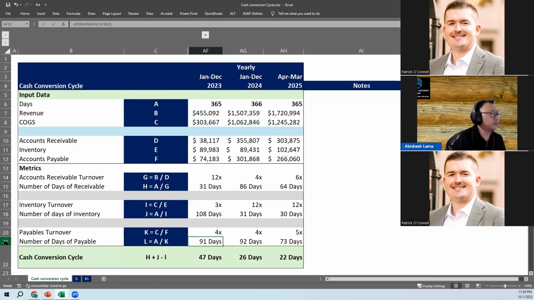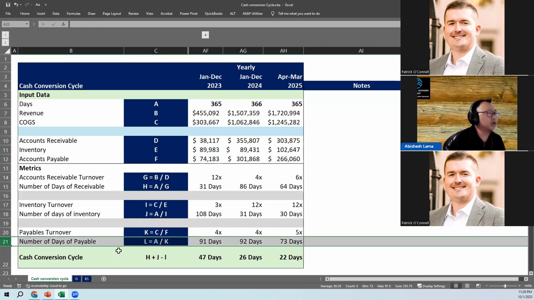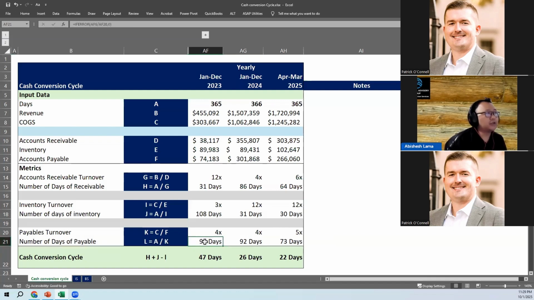Accordingly, when we divide 365 by 4x, we get the payables days, days payable outstanding, which is 91 days for 2023, 92 days for 2024, and 73 days. So there is actually a decline.